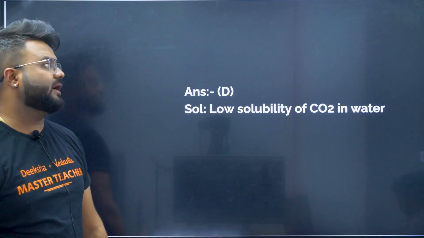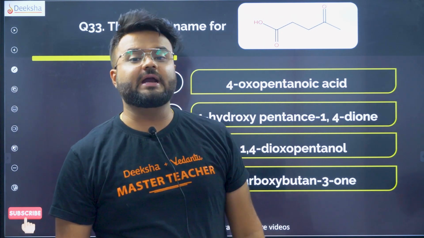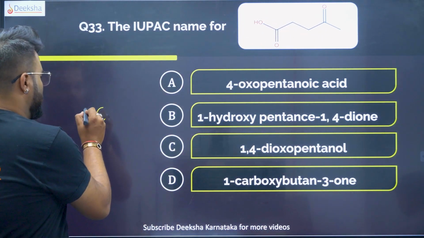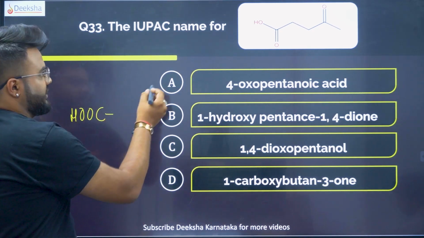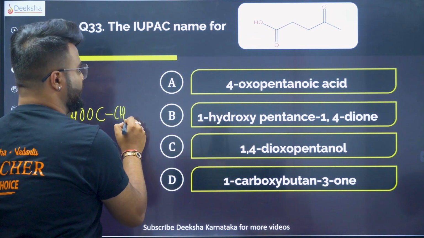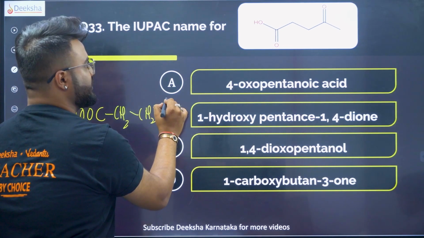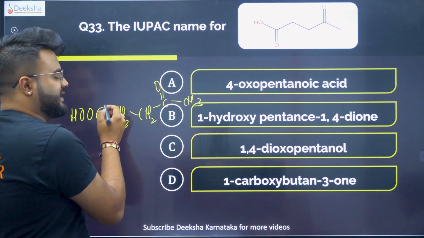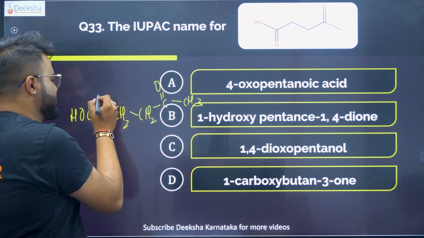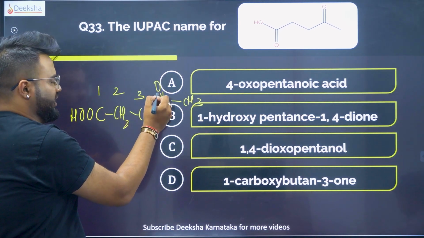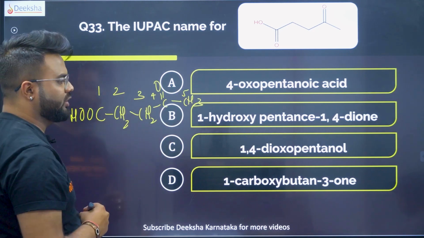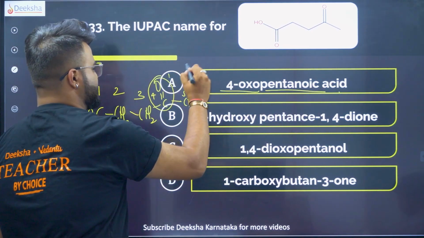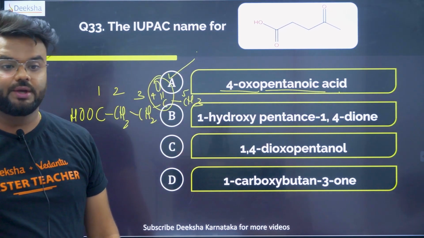Okay, guys. Now, coming back to question number 33, the IUPAC name of this. So, now look at this, how it is. COOH, then here it is CH2, then it is C double bond O, CH3. So, when I give the numbering, it should start from the functional group: 1, 2, 3, 4 and 5. At the fourth position, there is an oxo. Therefore, 4-oxopentanoic acid. Therefore, option A is your correct answer.